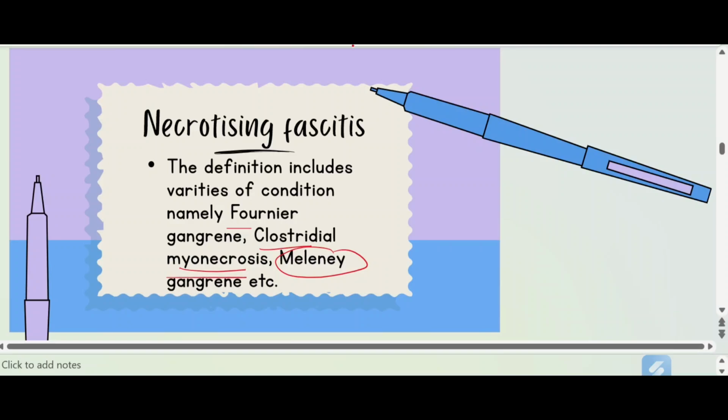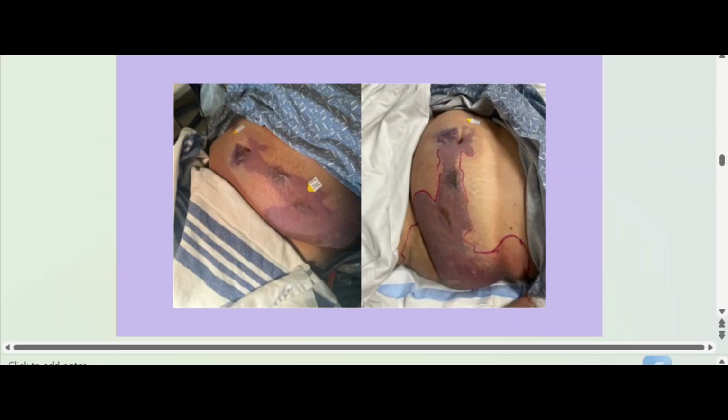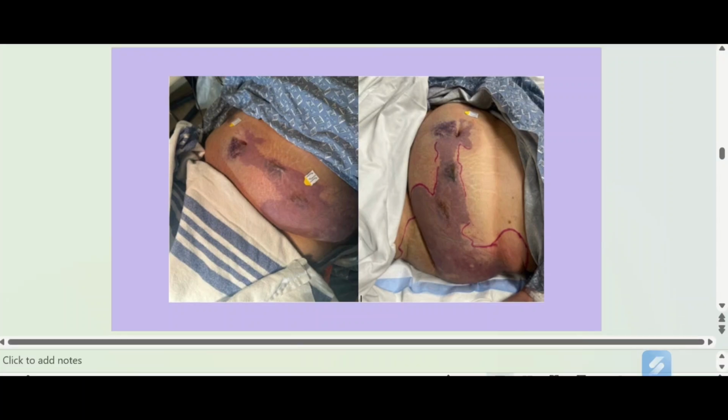So this is a necrotizing fasciitis of the lower abdomen. Meleney's gangrene is a necrotizing fasciitis of the lower abdomen, and here we see both streptococcus and staphylococcus infection are present. Both organisms can be seen. Here showing the necrotizing fasciitis of the lower abdomen. Here you can see spreading skin and soft tissue infection, which is so extensive.